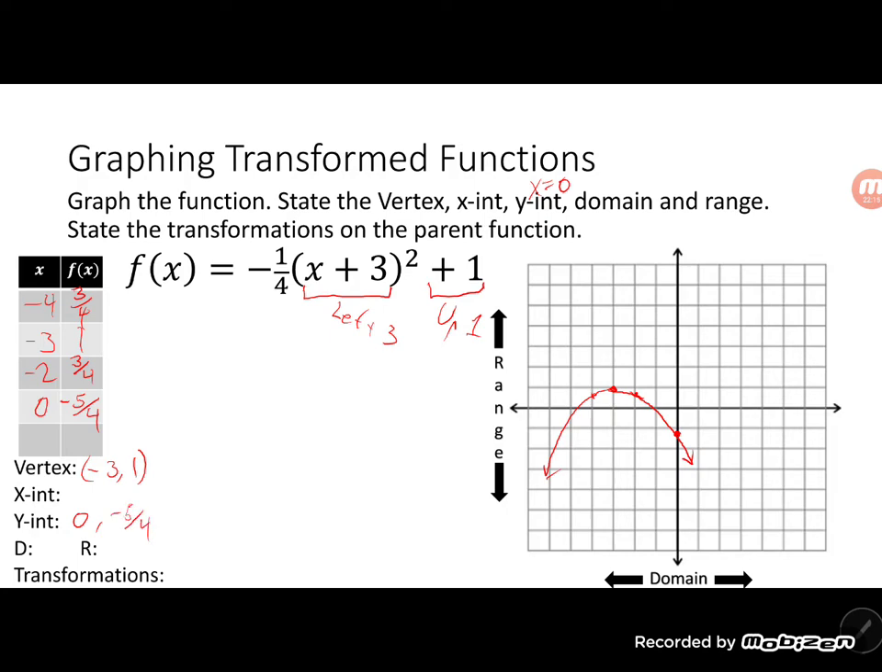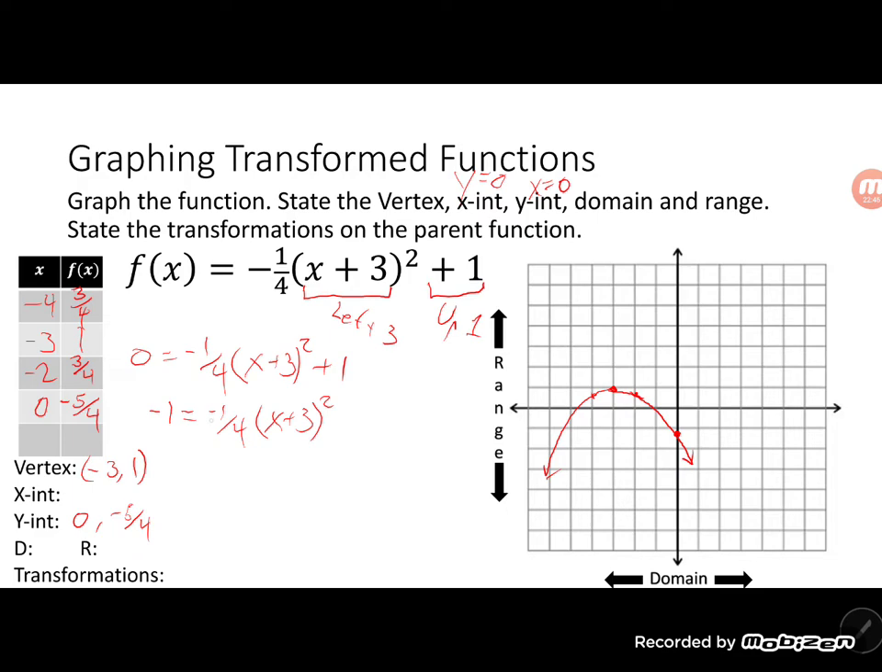Now let's go ahead and find our x-intercept. Remember, the dealio with the x-intercept is y is now equal to 0. So we have 0 equals -1/4 times (x plus 3) squared plus 1. Okay, we're going to do the algebra thing. We're going to subtract 1 from both sides. So we're going to have -1 equals -1/4 times (x plus 3) squared.